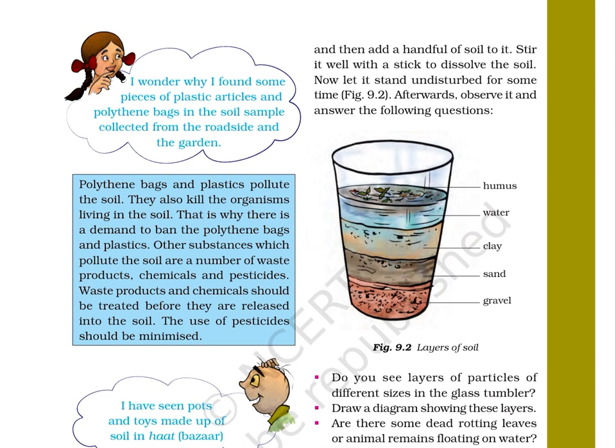Figure 9.2 Layers of soil. In this figure, we can observe a glass. Within the glass, there is soil. The soil has multiple layers. The first layer from bottom is gravel. The second is sand. The third is clay. The fourth is water. The fifth is humus.